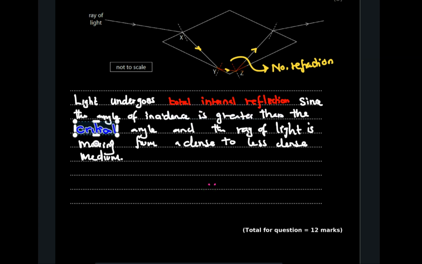Conditions for total internal reflection: the angle of incidence must be greater than the critical angle, and also the ray must be moving from a dense to a less dense medium.